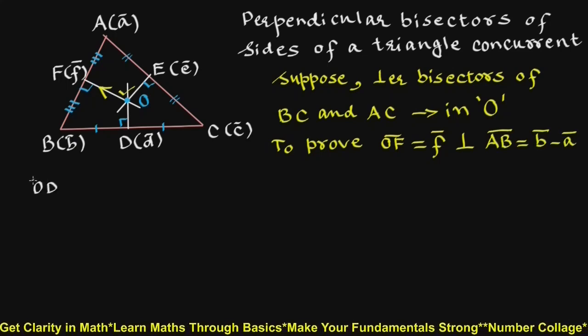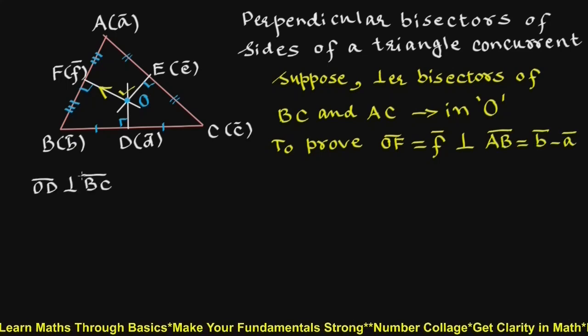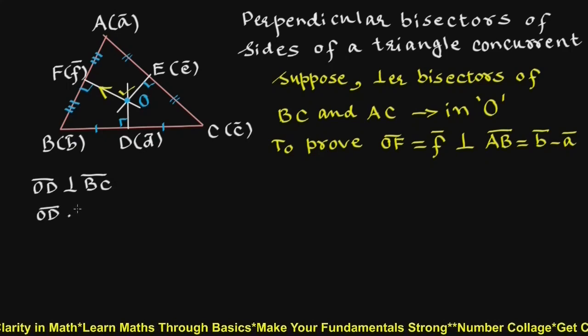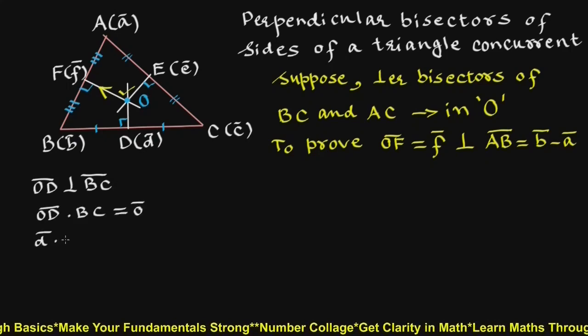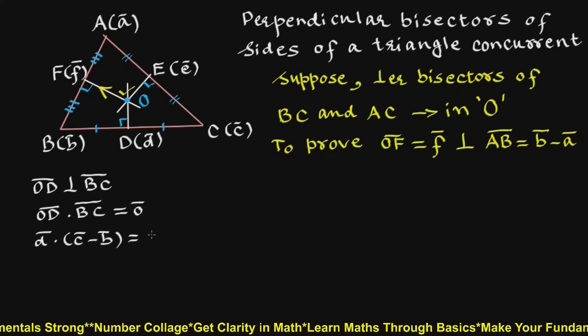Now, OD bar perpendicular to BC bar gives us OD bar dot BC bar equals 0, that is D bar dot C bar minus B bar is 0.